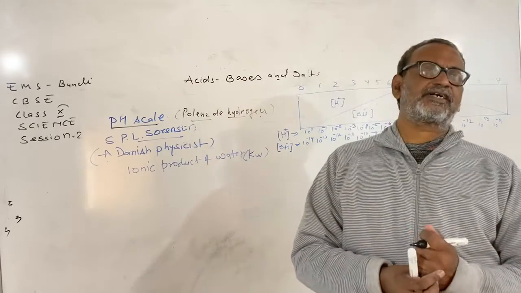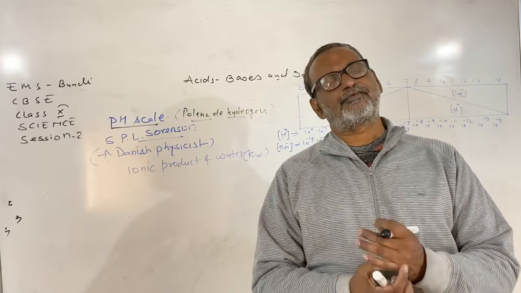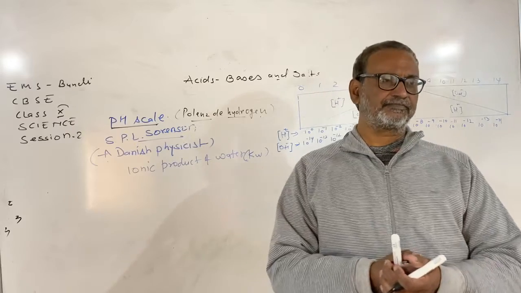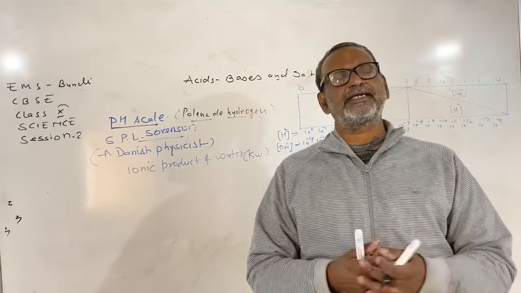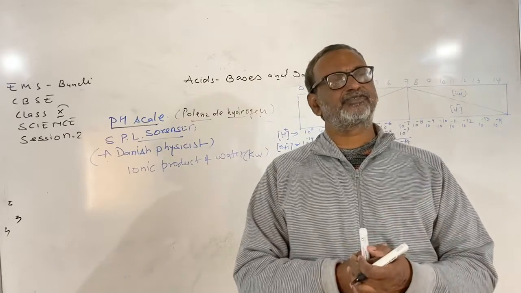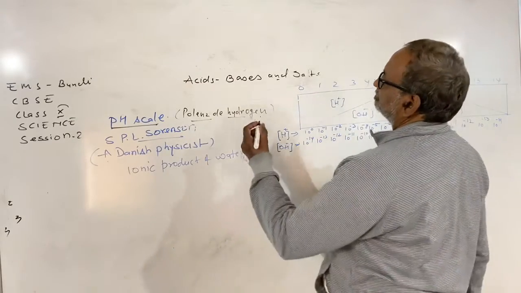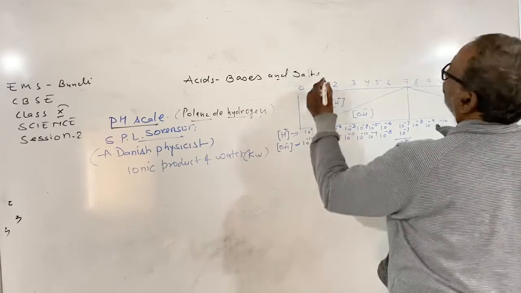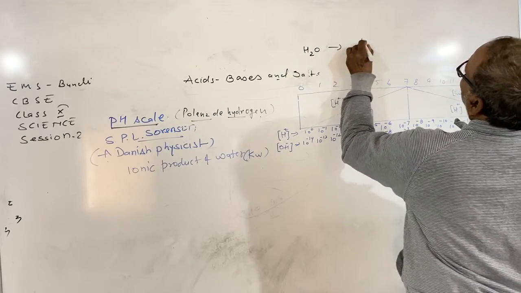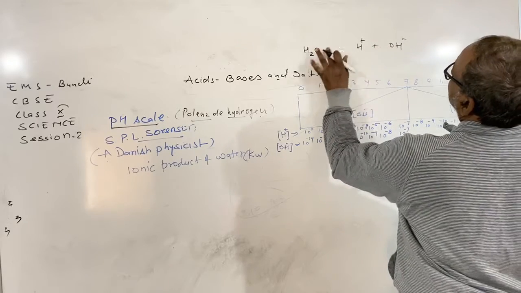We have already discussed an electrolyte. An electrolyte is a compound which in water dissociates to produce ions. Water is a feeble electrolyte, kamzor electrolyte, and it dissociates to produce hydrogen ion and hydroxide ion.